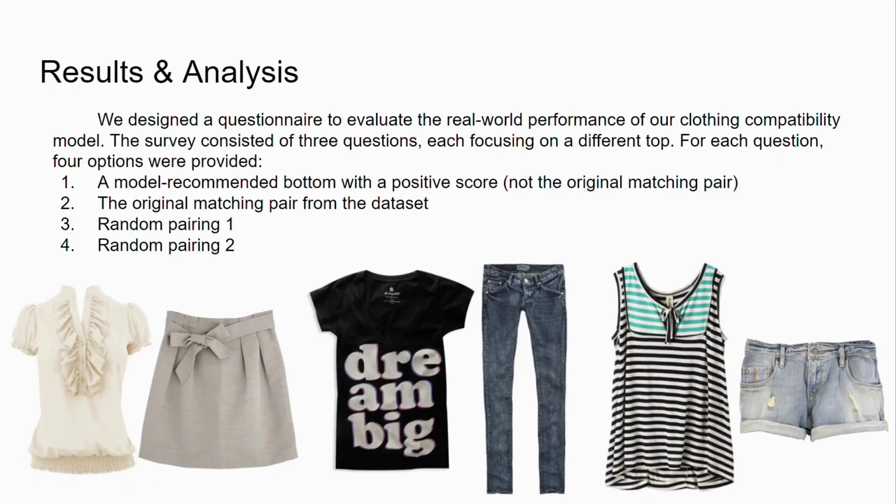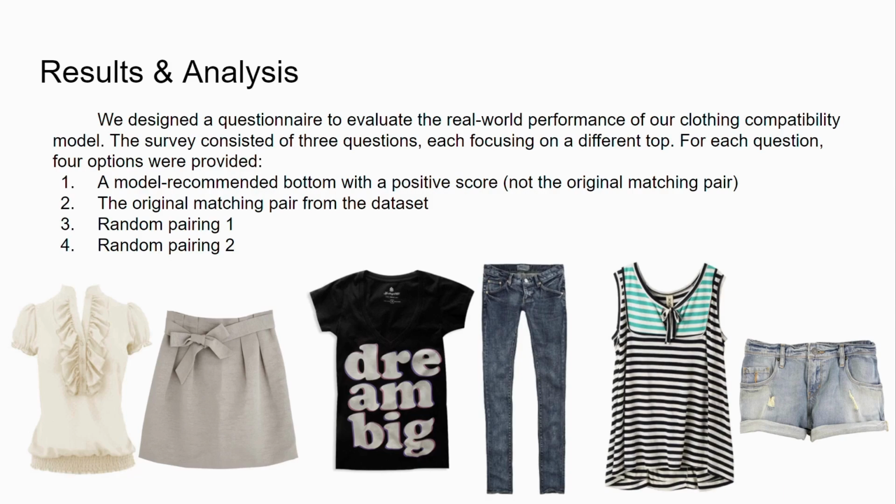Now, let me walk you through the results and analysis section. This part is all about understanding how well our model performs, especially from the perspective of users. To evaluate our outfit recommendation model, we designed a simple survey. The idea was to see how people actually feel about the outfits generated by our model. We gave them 3 different tops, and for each top, they had to give a score to each of the 4 different bottom options. The first option is the recommendation from our model, and the second is the original matching from the training dataset. Others are random combinations.